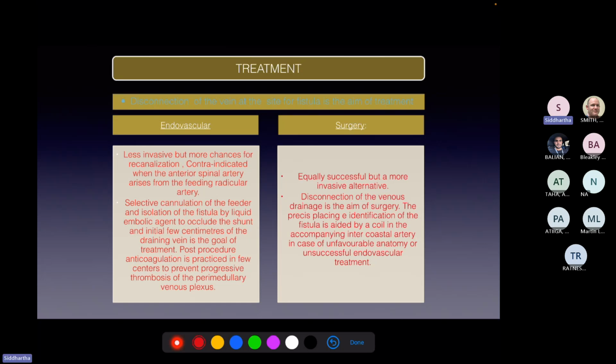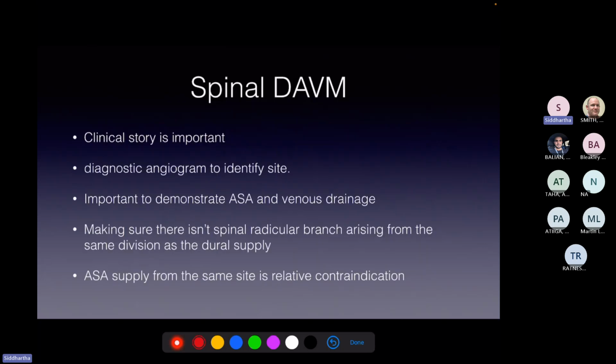And you have to take extra precaution to make sure you inject hard and long to see that there is no spinal radicular branch arising from the same division. And if there is ASA supply, I would advise that you send the patient for surgery.